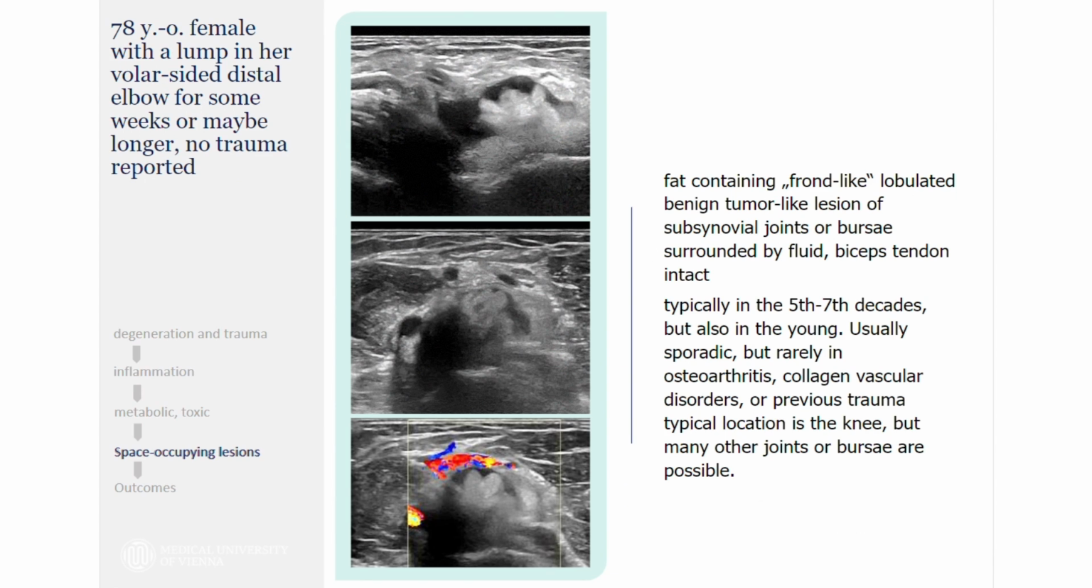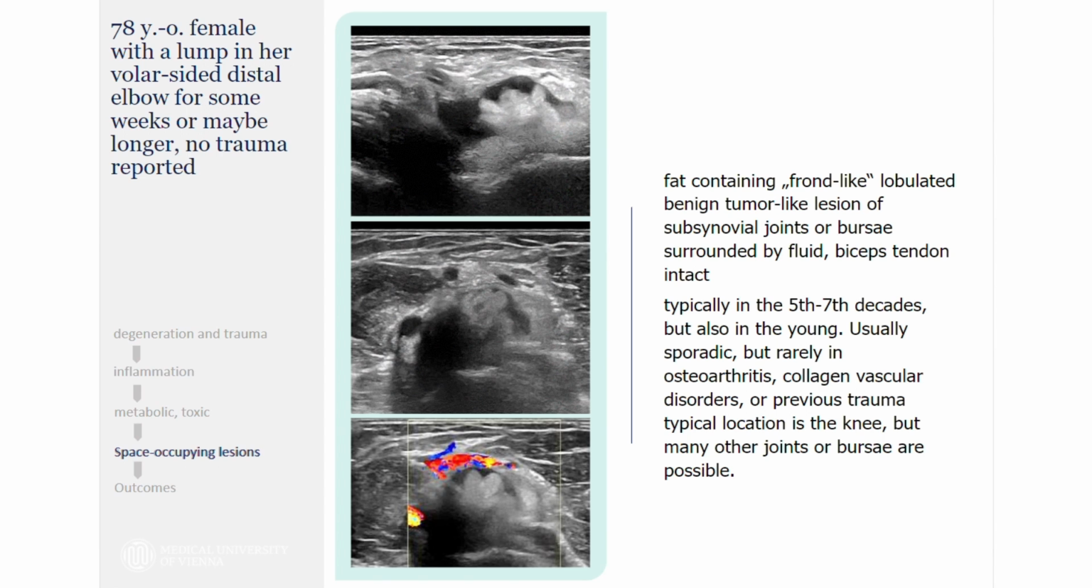And here is the last case, a swelling around the biceps tendon of the patient's elbow. What you see in this case is a frond-like tumor. Here again, with color Doppler around it, there was some enhancement, but the lesion itself didn't have abnormalities. And that's a typical example of lipoma arborescens.